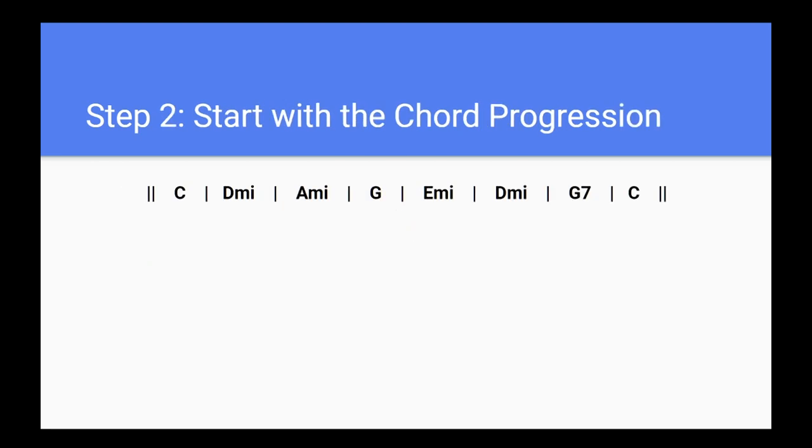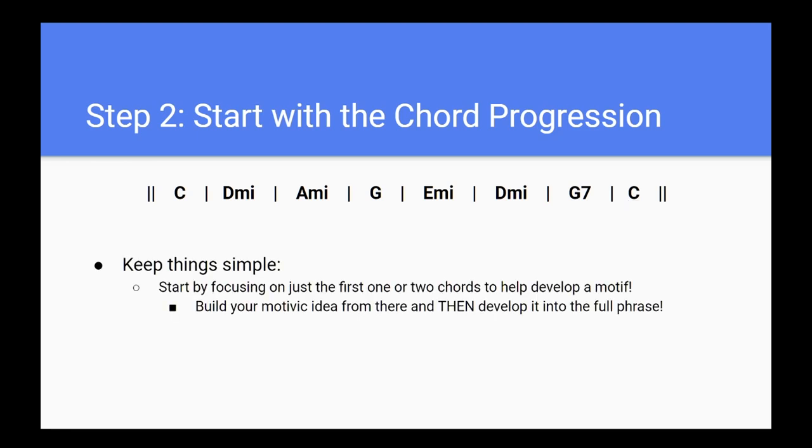For this approach, our next step is to start with a chord progression. Here's ours. When using an existing chord progression to inspire a melody, one of the simplest strategies you can use is to start by writing a motif over just the first one or two chords.